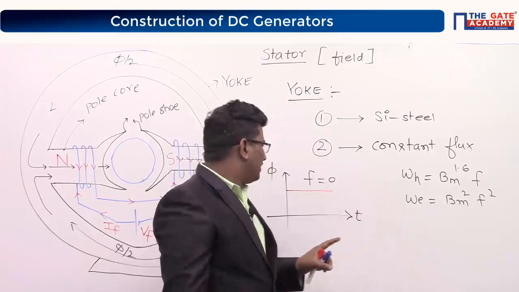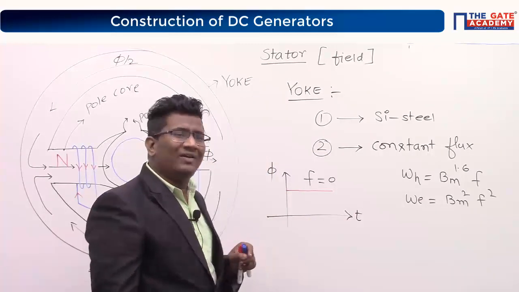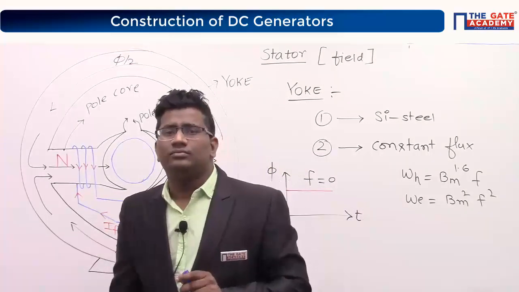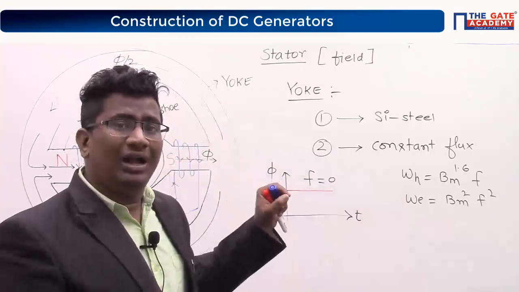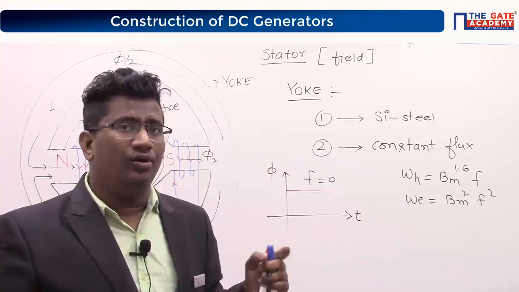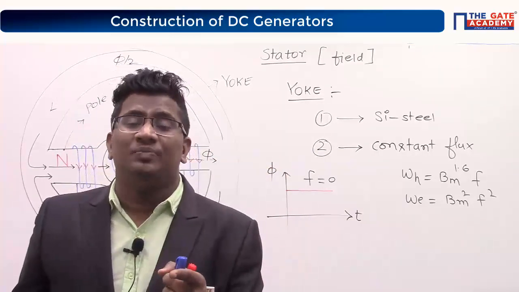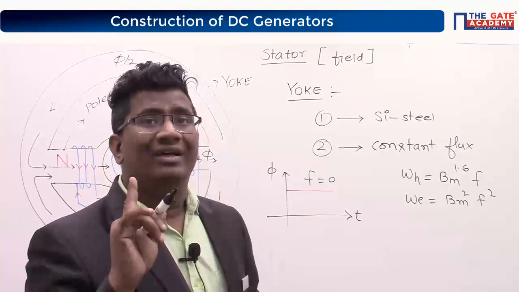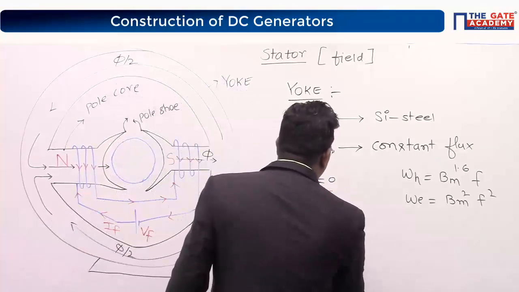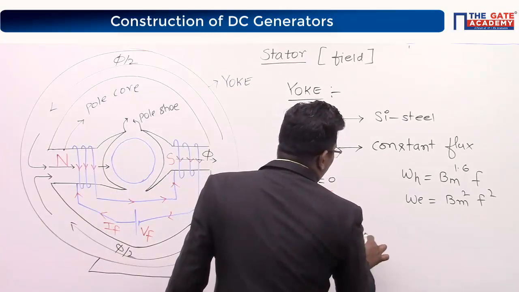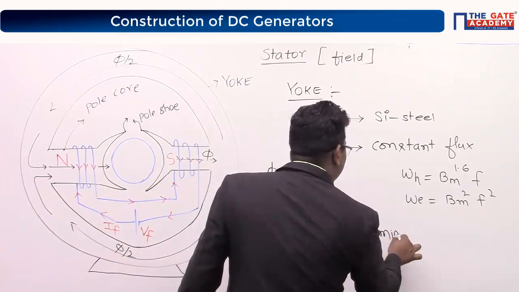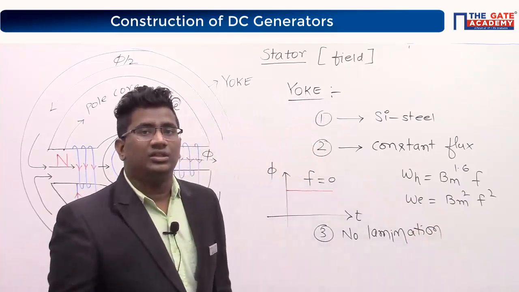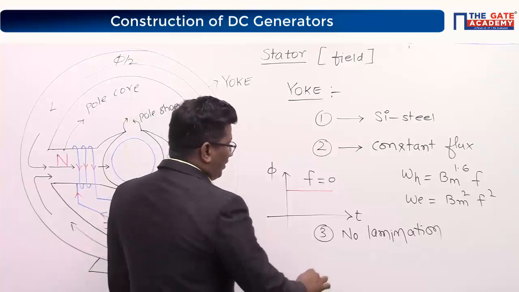Tell me. If the frequency is 0, do you have hysteresis and eddy current losses? No. No hysteresis, no eddy current losses means, do you want to do lamination or is no lamination required? Therefore, no laminations.